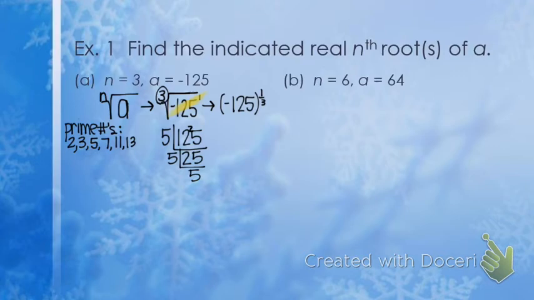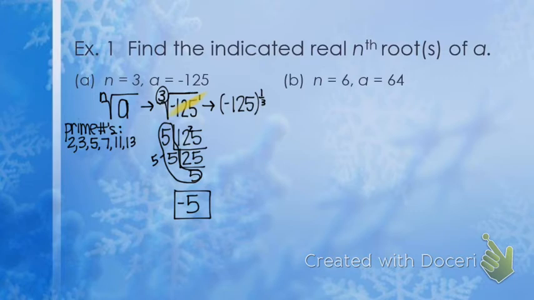All right? So we go, do we have a set of 3 5s? Yes, we do. Now, just like the pairs, the set becomes just one of that number, and it comes out from under the radical. So I'm going to go ahead and write the 5 down, but I'm going to be careful because it was a negative 125, which means my 5 has to be what? Negative. I have to pull down the negative.